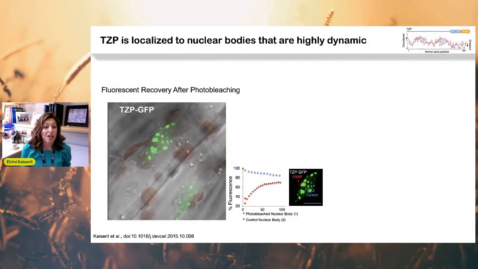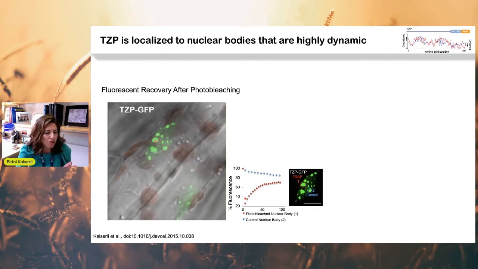Now, when we started working on this protein, we tagged it with a fluorescent reporter, GFP, to see where it's localized within the cell. It wasn't a surprise that we saw it in the nucleus, since it regulates gene expression. But what we found really interesting is that it could form these nuclear bodies. And we did some dynamic studies, fluorescence recovery after photobleaching.